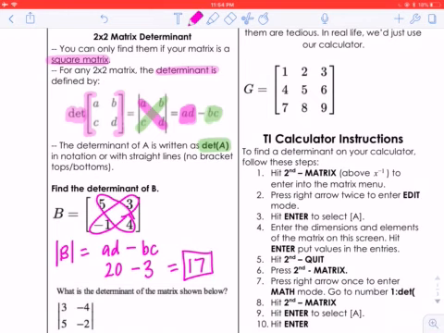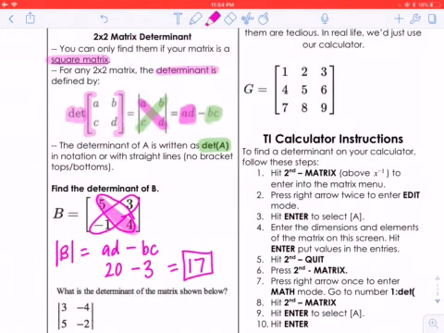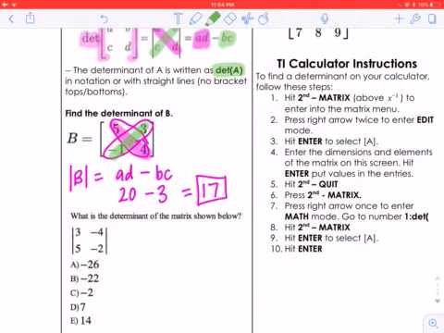That's really it. You just take the first numbers. You take A times D here. And then you take B times C. And then whatever those two numbers are, you subtract them. That's really all there is to it when you have a 2 by 2.